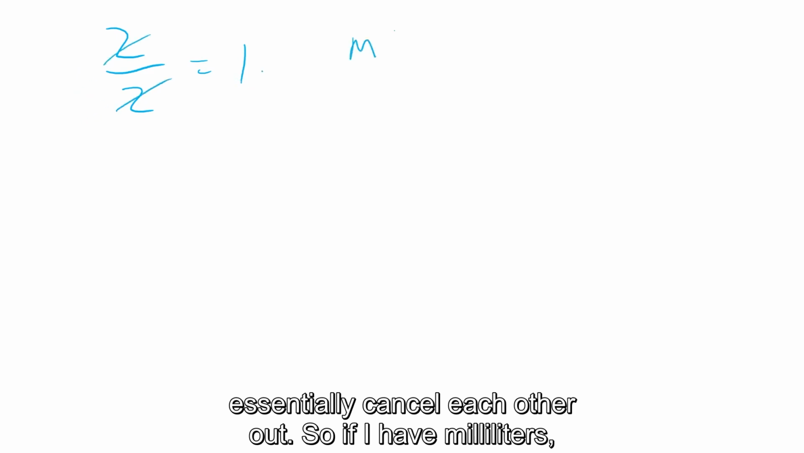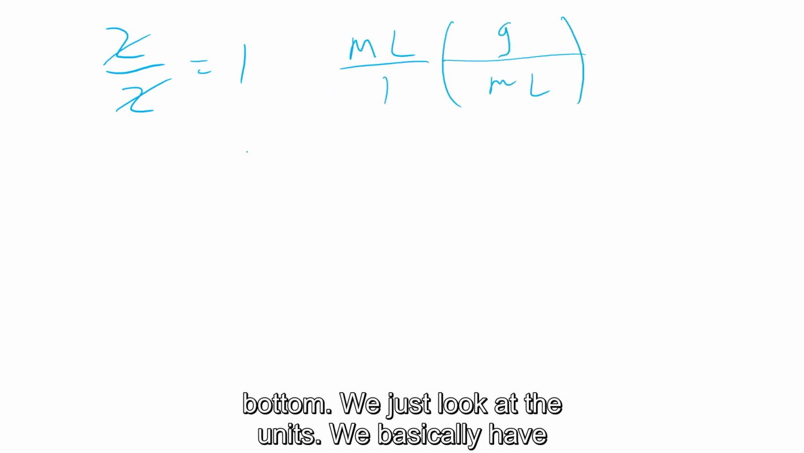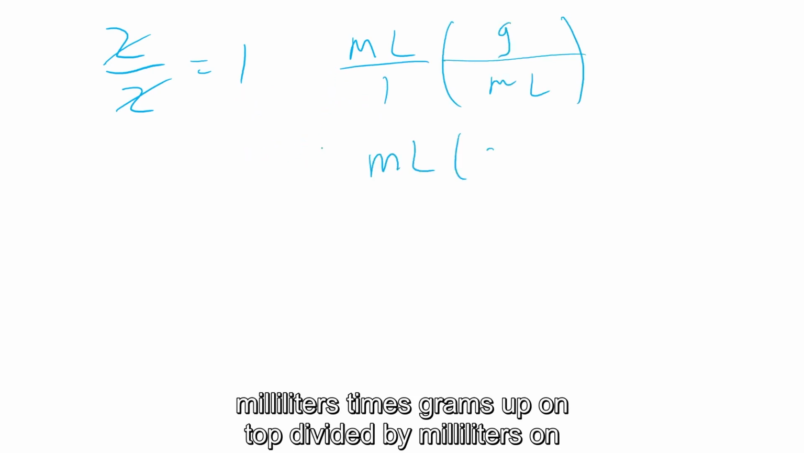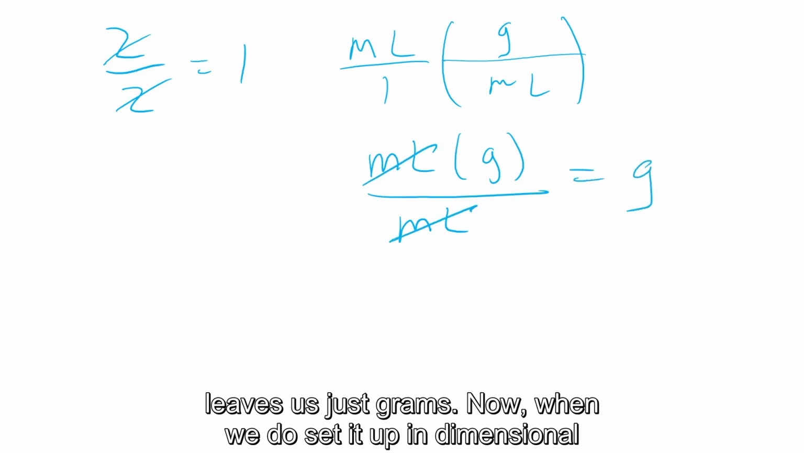So if I have milliliters, like in our example, up on top, and I have milliliters on the bottom, we just look at the units. We basically have milliliters times grams up on top divided by milliliters on the bottom. They cancel, basically equals 1. And that leaves us just grams.